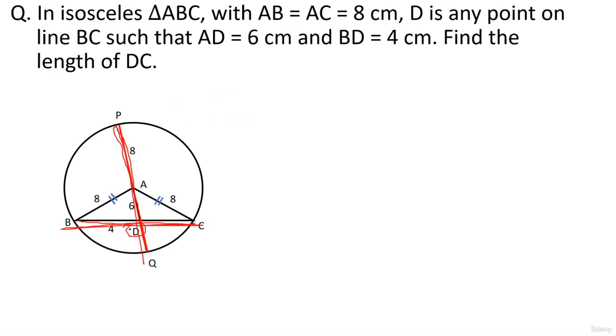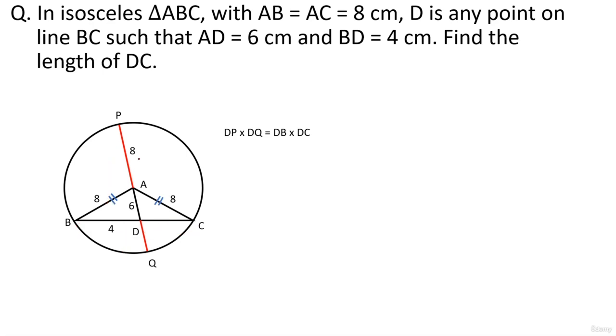What have we learned about the meeting point of two secants? DB into DC will be DP into DQ, right? From this meeting point, the first point of the first secant is B and the second point is C. From this meeting point, the first point of the second secant is P and the second point is Q. So we know DB into DC will be DP into DQ, right?